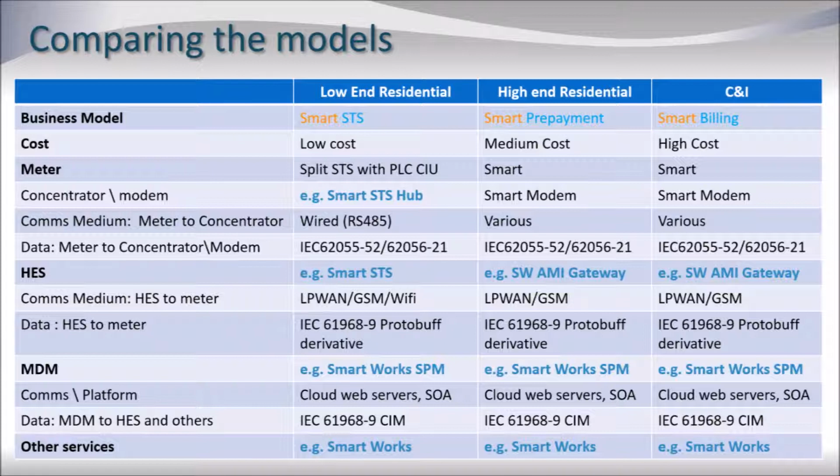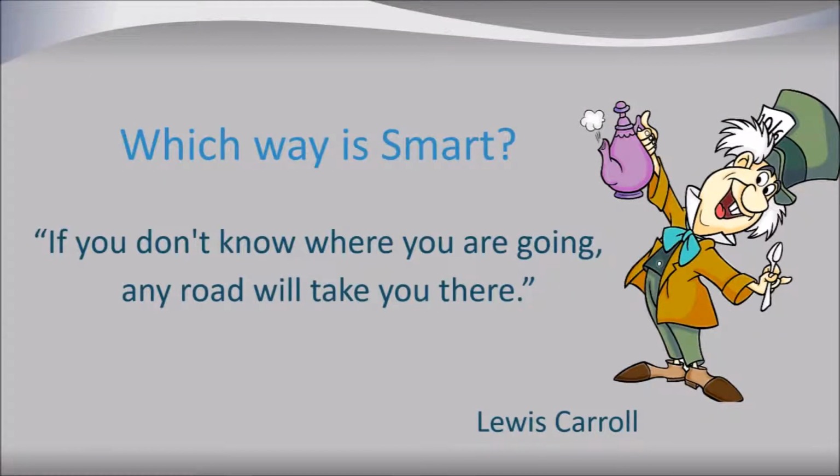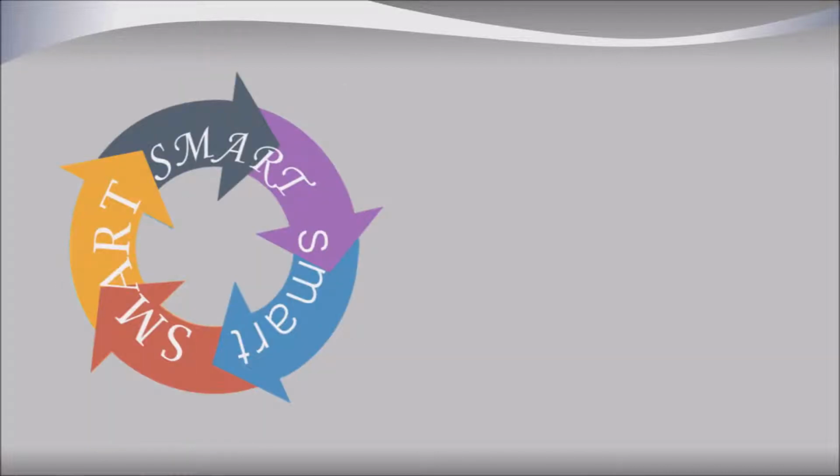Whichever model you end up choosing, don't forget the good advice of the Mad Hatter. If you don't know where you're going, any road will take you there. And finally, a reminder that there isn't one particular direction which is smart. Instead, think of smart as a smart circle.